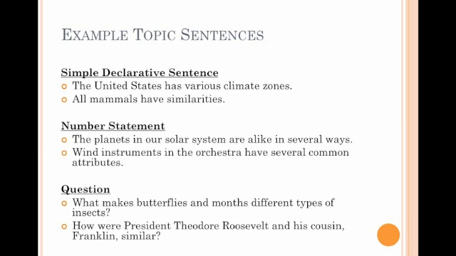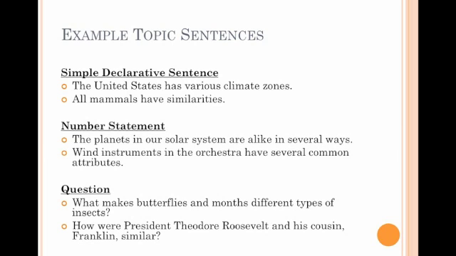These are all the different types of sentences that we've talked about before, but in this instance, we're looking at specific compare-contrast examples. So a simple declarative sentence like, "The United States has various climate zones." So using the word various, you're showing that you're actually going to be comparing and contrasting the different types of zones. By saying "All mammals have similarities," I know that you're going to do a comparison essay, right? You're not contrasting. Similarities means you're showing things that are the same.